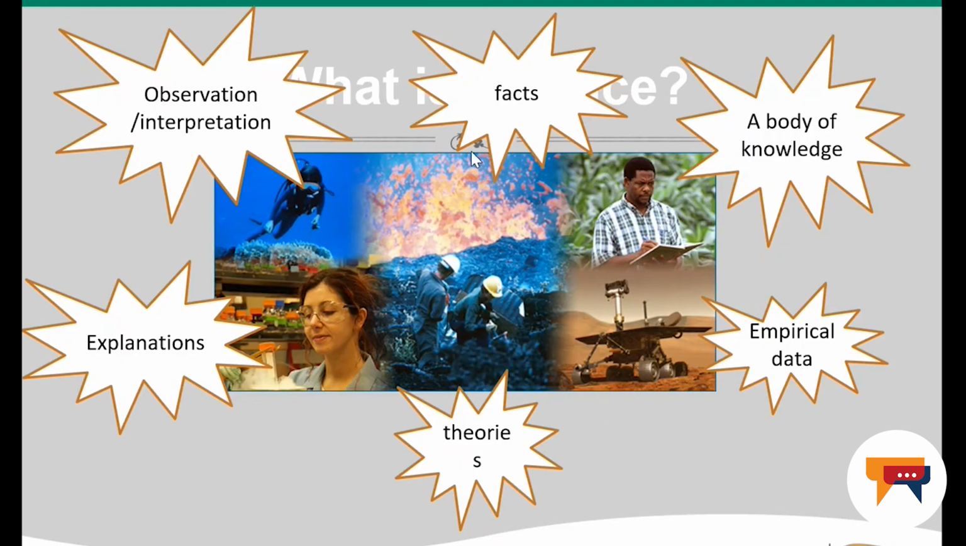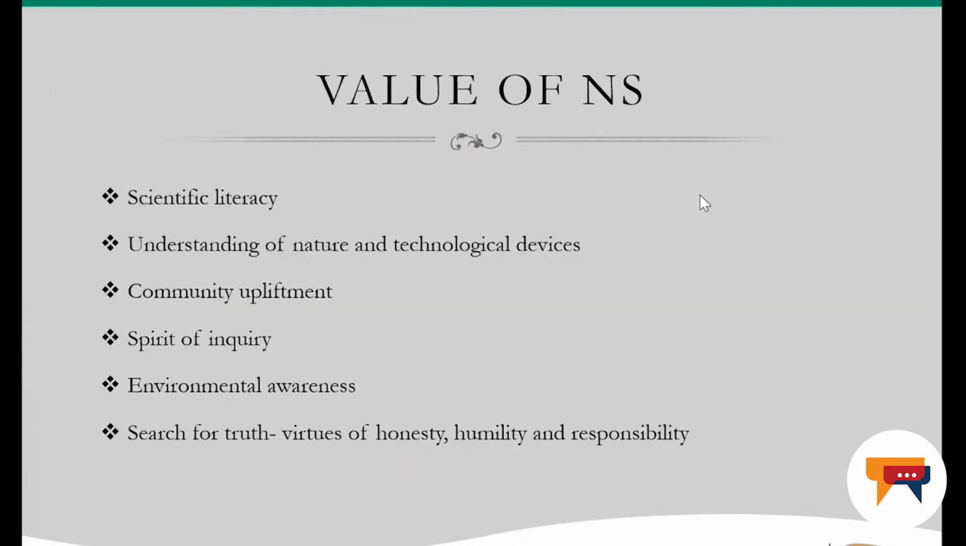Now, in summary, science is based on facts, on a body of knowledge, on empirical data, on theories, explanations, observations, and interpretations. And one might ask, since we know all this about natural sciences, why do we need to learn natural sciences? Why does natural science need to be taught in schools? What is the value of natural sciences? Natural science education is essential because it is of immense value in people's personal lives as well as in the lives of their communities.